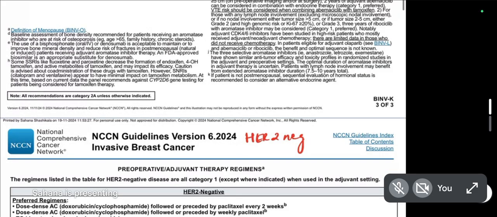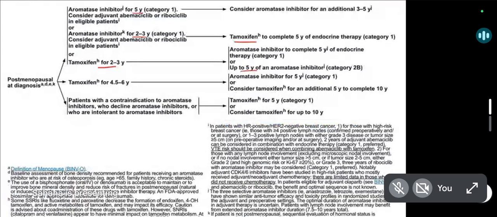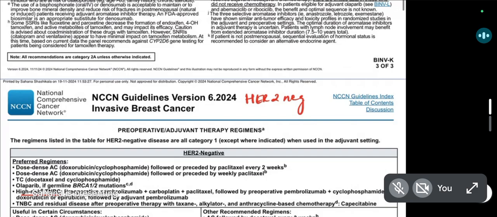And this is what sandwiching is. For postmenopausal, you can give only aromatase inhibitors for 5 years, or you can give 2 to 3 years of aromatase inhibitors and the rest tamoxifen, or you can start with 2 to 3 years of tamoxifen and complete aromatase inhibitors for 5 years. So these are the sequences you can sandwich. You can consider mono or you can give one after the other.